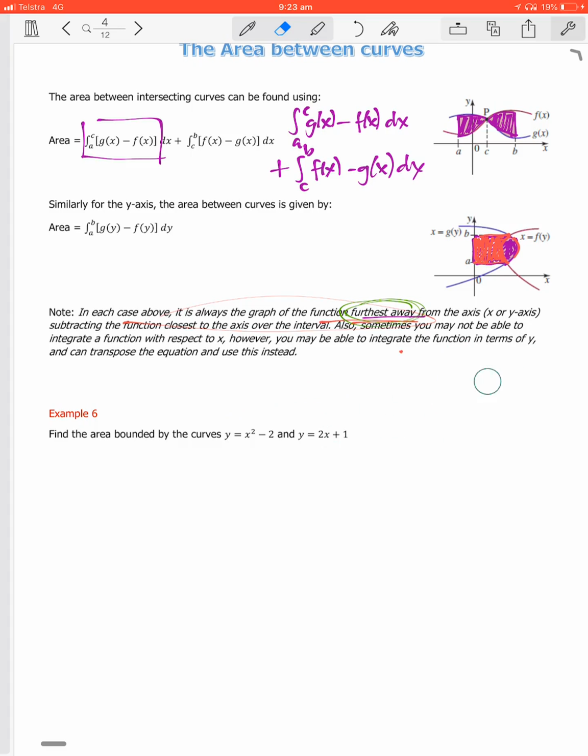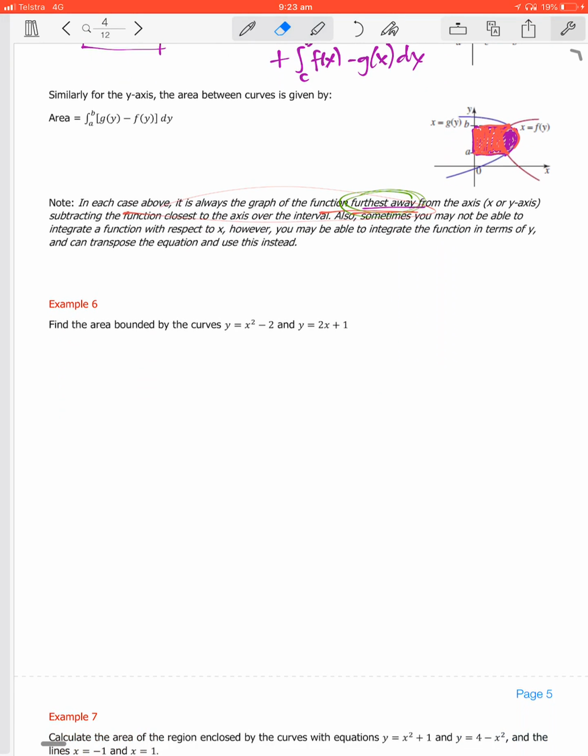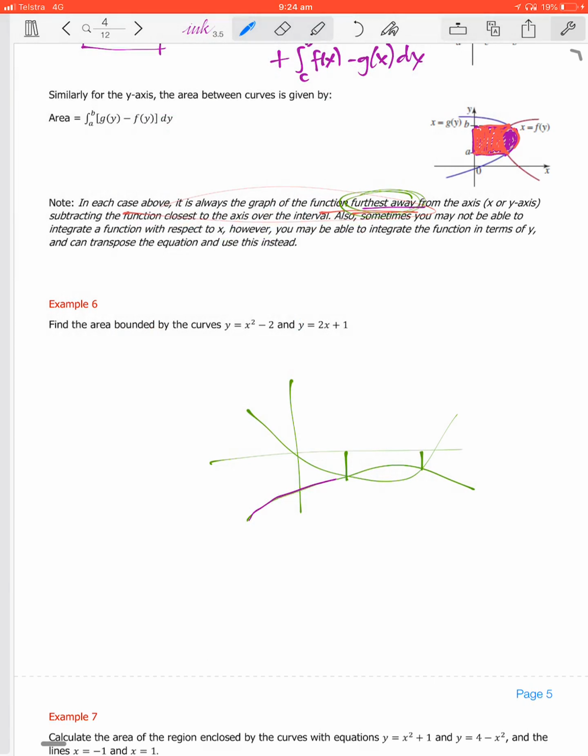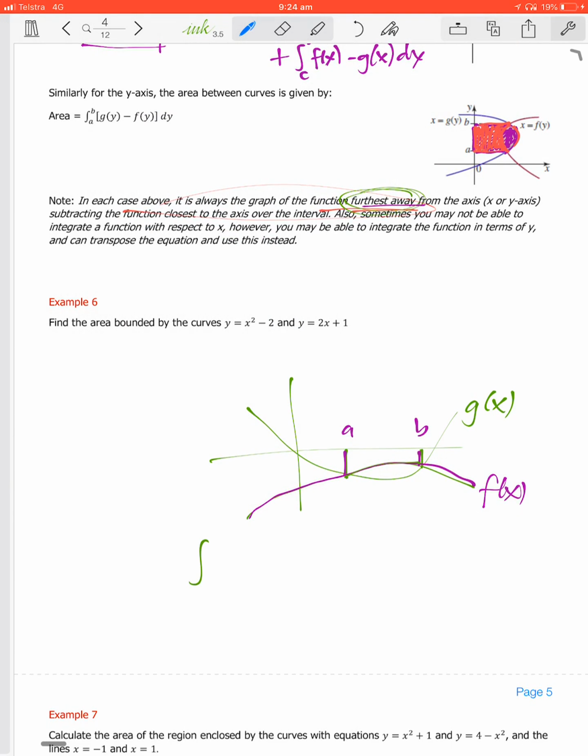You might say, why is that the case, even if it's below? If I had a function, let's say, there's one function, there's another function. I should make them different colors so you can distinguish. So let's say f of x, and there's a to b, and then we'll call the other one g of x. Now, if we go by what I said before, it's always the higher function. So the integral of a to b, f of x minus g of x dx.